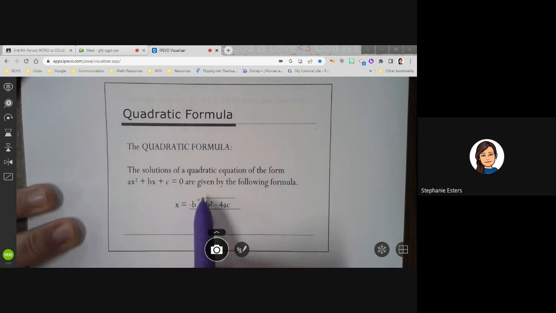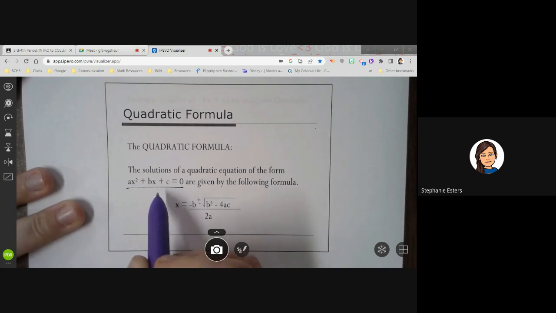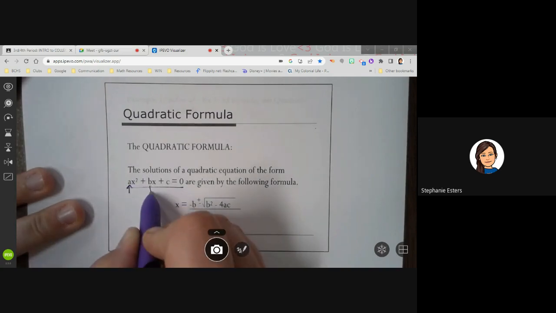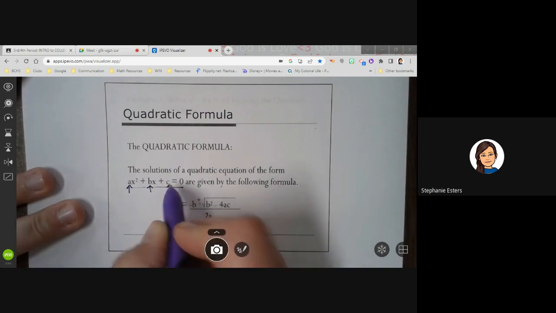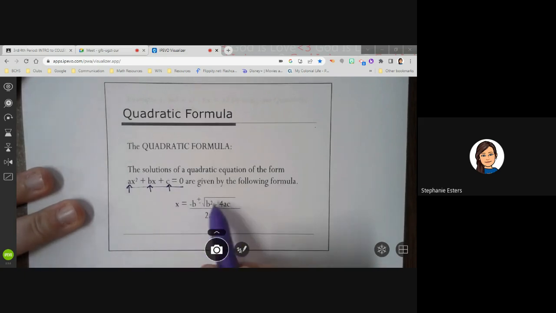x equals negative b plus or minus the square root of b squared minus 4ac all over 2a. That's typically how we hear it read. Now, to use the quadratic formula, we have to be able to get our equations into standard form. The a is the coefficient of the x squared, b is the coefficient of the x term, the linear term, and c is the constant. And those a, b, and c variables are what we're substituting into the quadratic formula in order to get our answer.